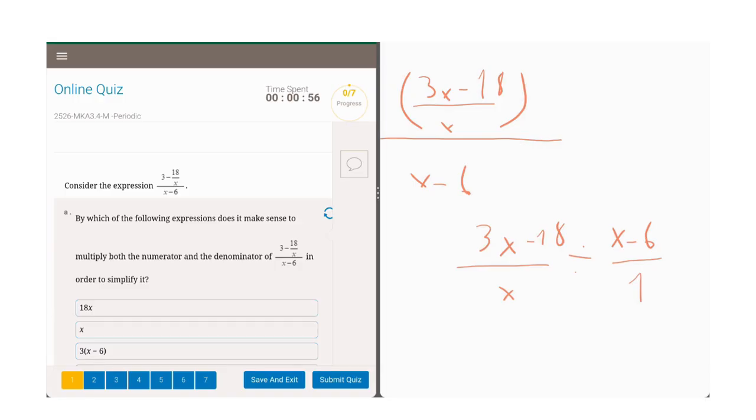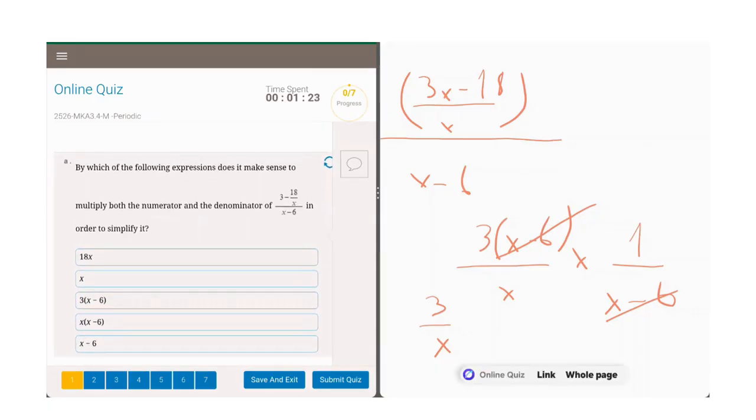We can do keep, change, flip now. We change the divide into times, and we flip the second fraction, so we'll have 1 over x minus 6. We can factor 3x minus 18 by keeping the 3 outside, so you'll have 3 into x minus 6. You can factor this and this. You'll be left with the 3 over x.